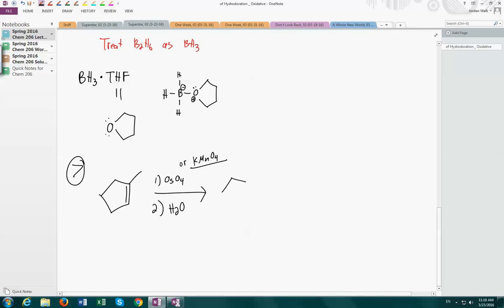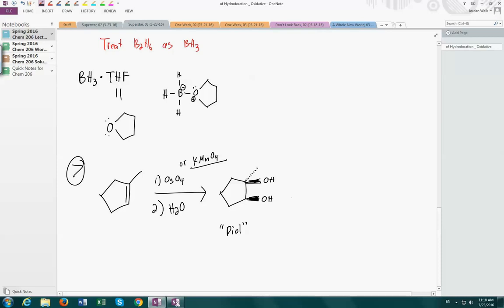All right, so it's a concerted mechanism, which means, do you think it's going to be syn or anti? It's going to be syn. And so if we add the stuff to the front face, we know that's going to push our methyl group back to be on a dash. And so what is the stuff that we're adding? In this case, we're going to have two things on a wedge. To that tertiary carbon, we're going to add an OH. And then to the secondary carbon, we're also going to add an OH. And so what we end up doing is adding 2 hydroxyl groups to our double bond. We call that a diol because there are 2 alcohols, right? And so we have our diol formation.